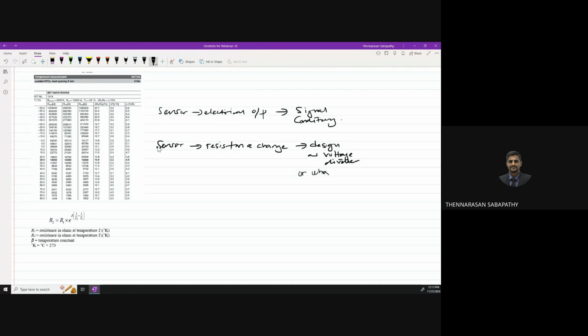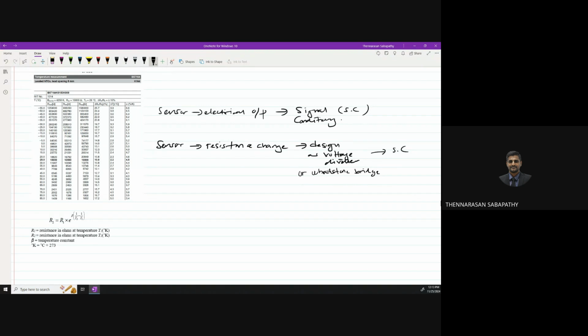Wheatstone bridge. Then only you can connect to signal conditioning. This is signal conditioning, usually an amplifier. So this one we usually call an active sensor, and this we call a passive sensor.